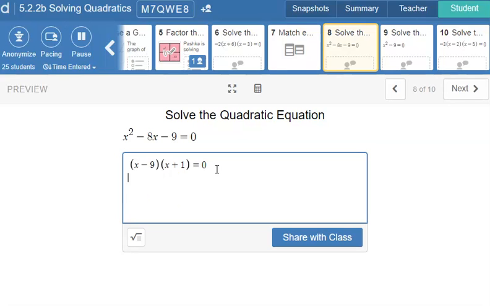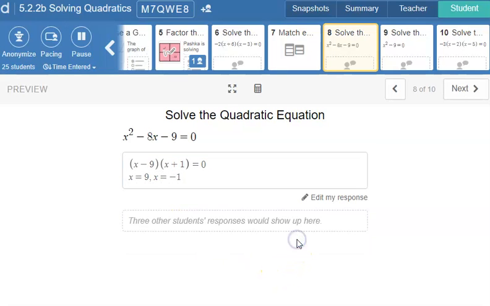Now when you set your factors equal to 0 and solve, you will get x equals positive 9 and x equals negative 1. So that's all you got to do. If you were to graph this in Desmos, the left-hand side, you could simply look for the x-intercepts. It crosses the x-axis at positive 9 and negative 1.